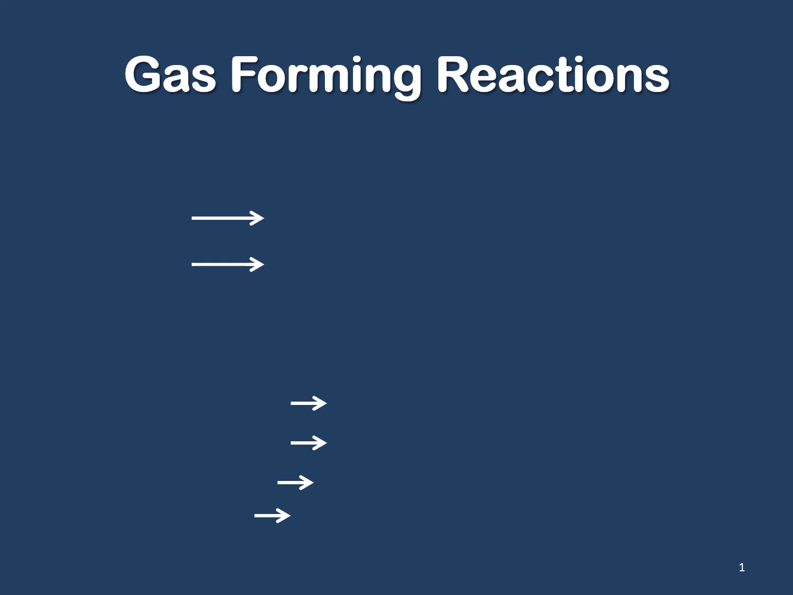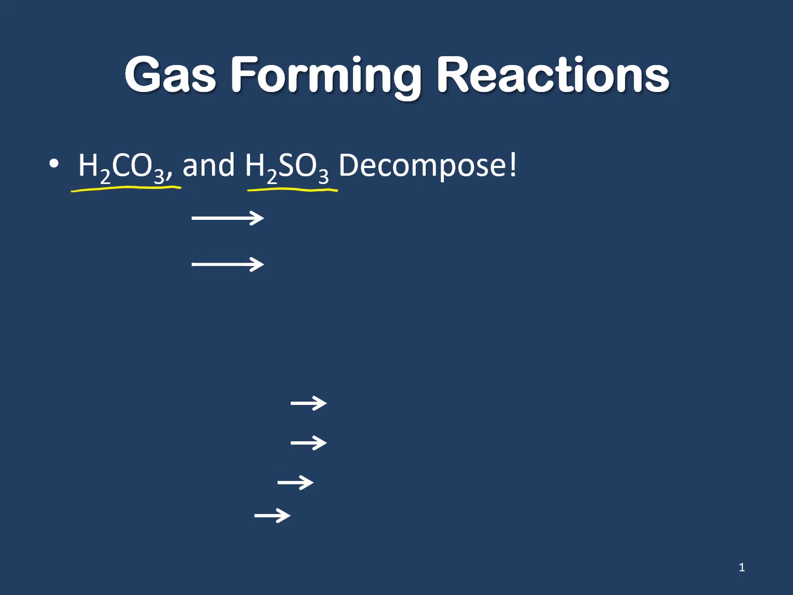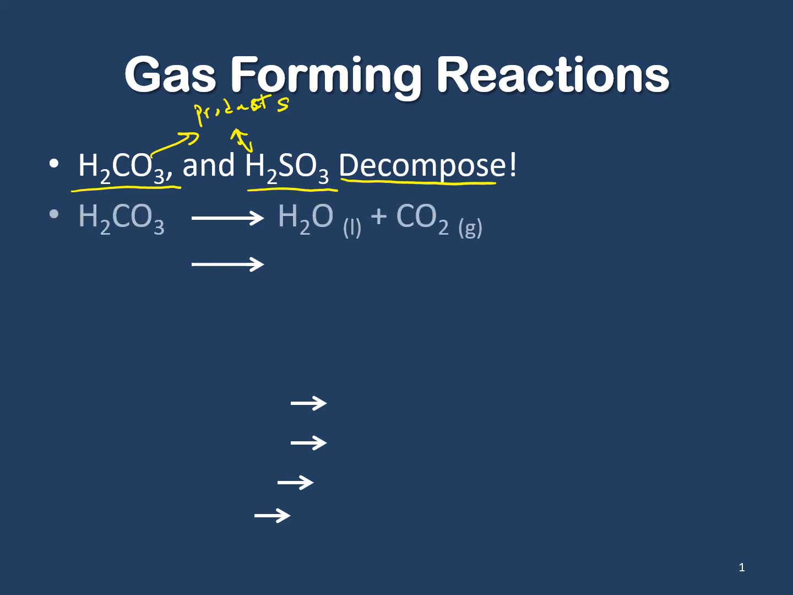gases that are formed. So, the whole thing here is going to revolve primarily around these two compounds, carbonic acid and sulfurous acid. You need to remember or memorize that these two compounds, when they're formed as products, you need to know that they instantaneously decompose. And what that means is that when we form carbonic acid, it almost instantaneously is going to break down into water and CO2 because carbonic acid is extremely unstable under normal atmospheric conditions.